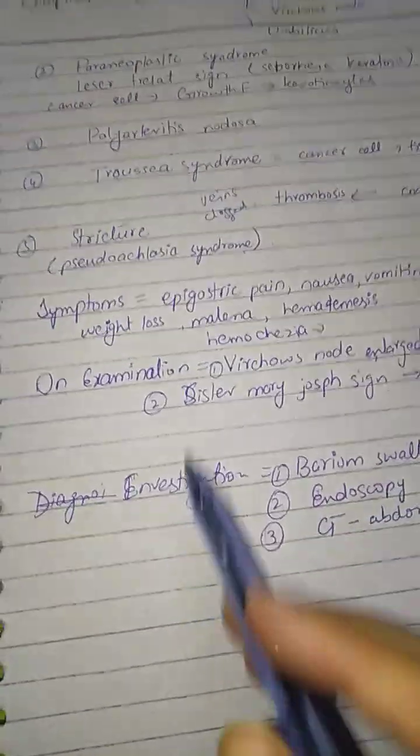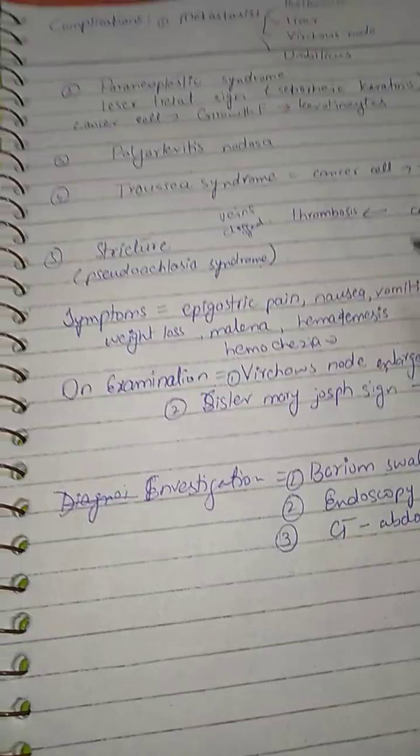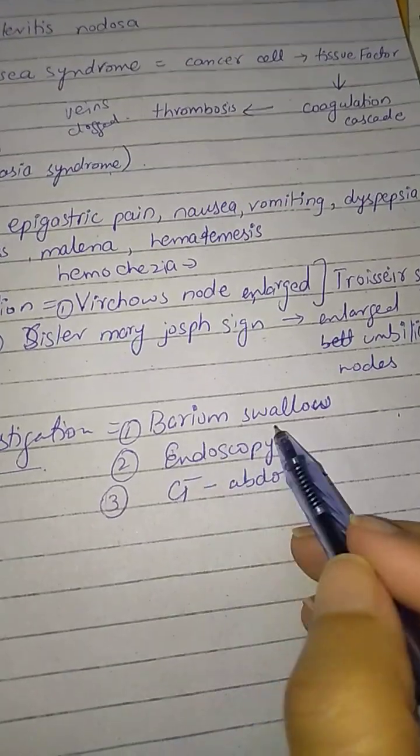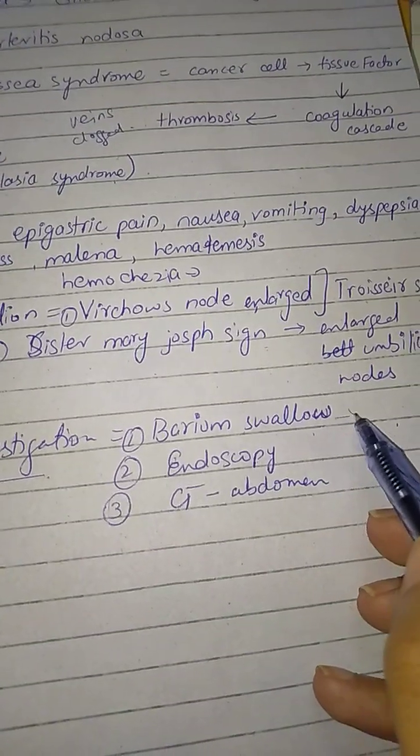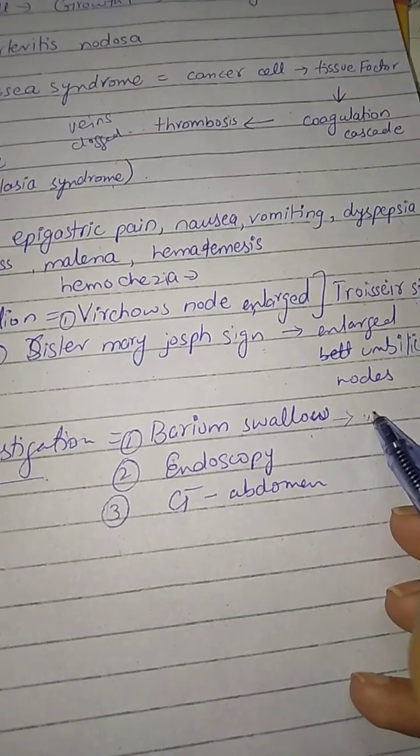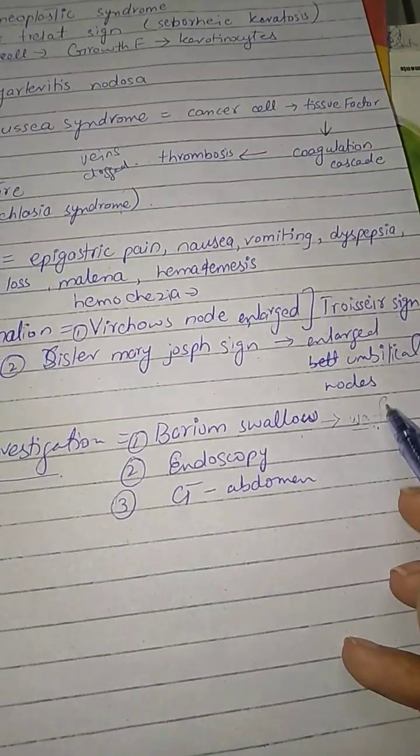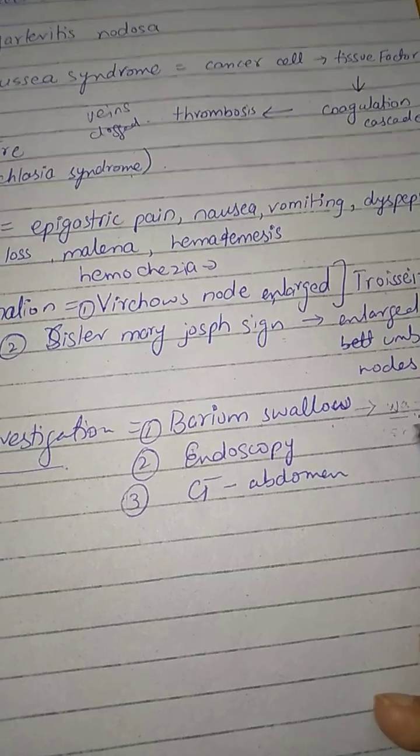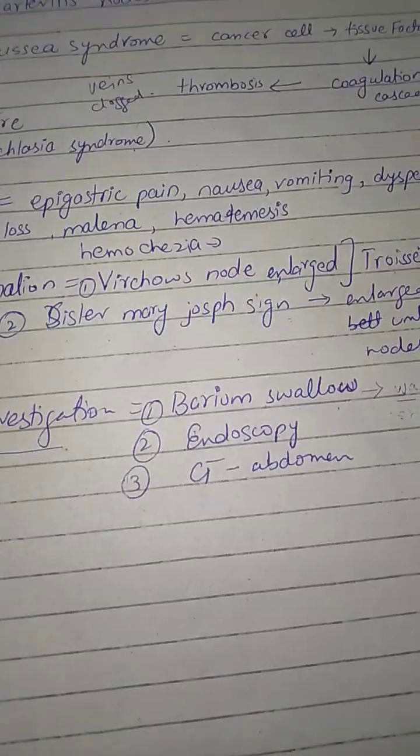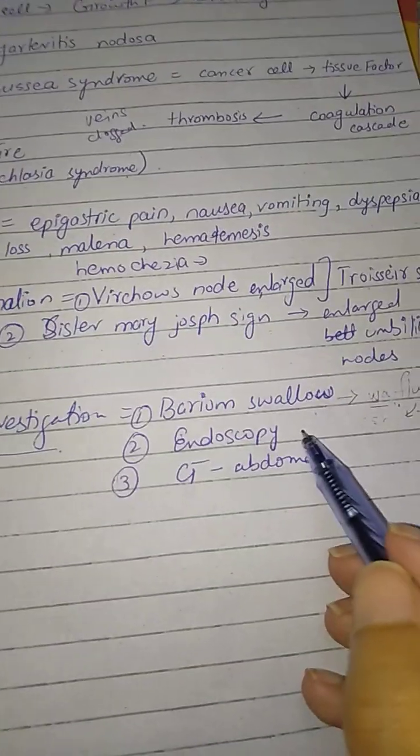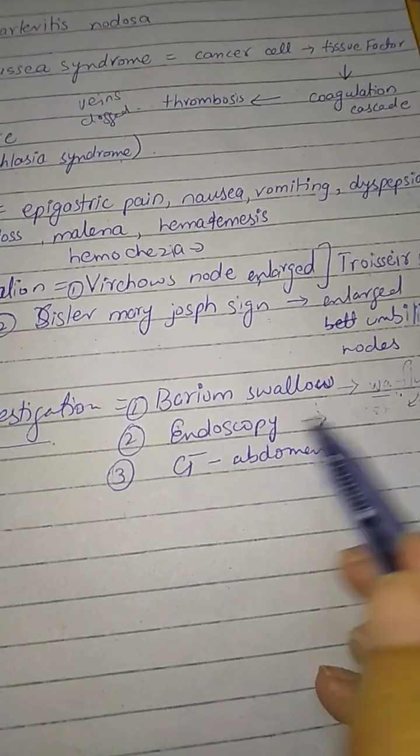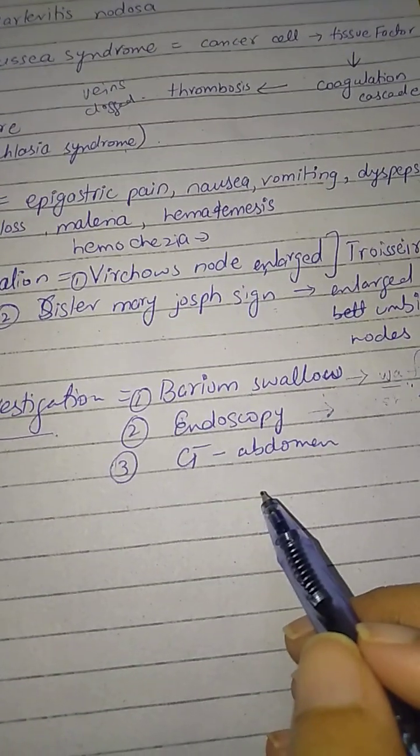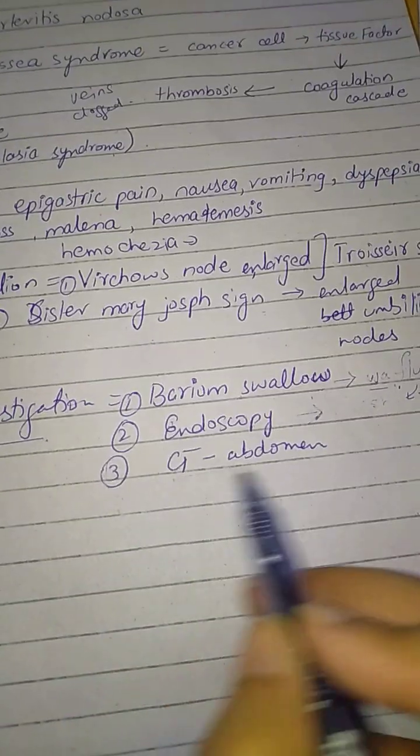Now we have discussed all the complications, signs and symptoms. Now to confirm the diagnosis, we will do investigations. What will be in the investigations? That is the barium swallow. Barium swallow means that we have a contrast and fluorescent material that is swallowed, and we will see the shadow if there is any change in the normal structure of the stomach. Second, the most common and the most sensitive test is the endoscopy. On endoscopy, we see the ulcerations or any other disarrangement. Third one is the CT abdomen.